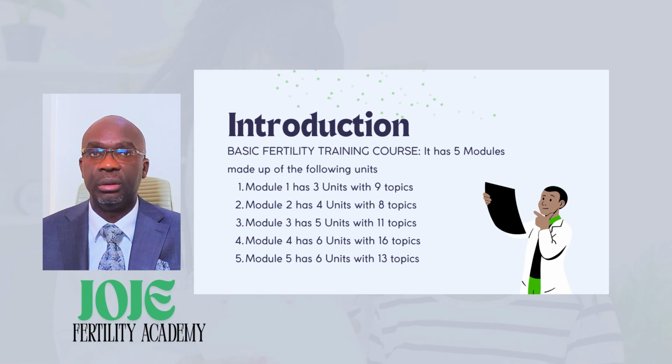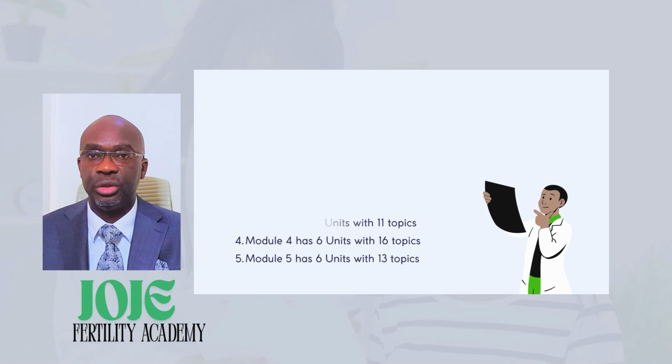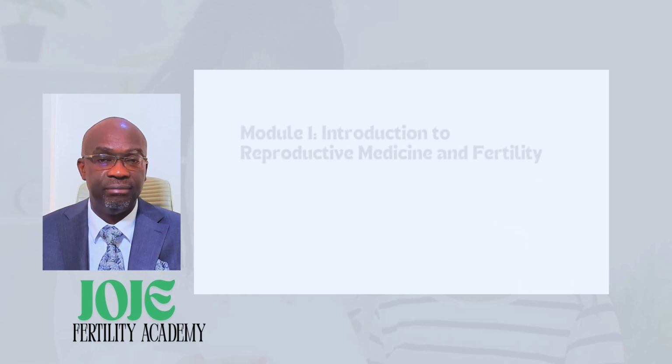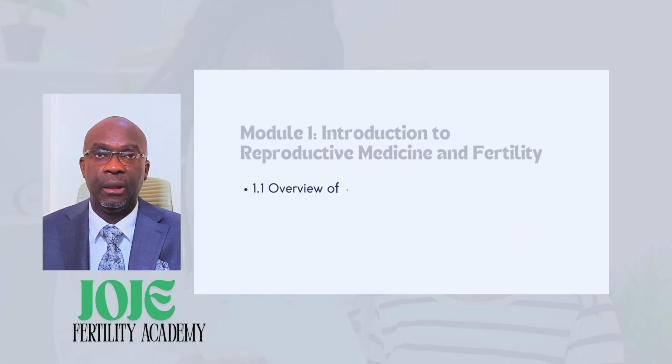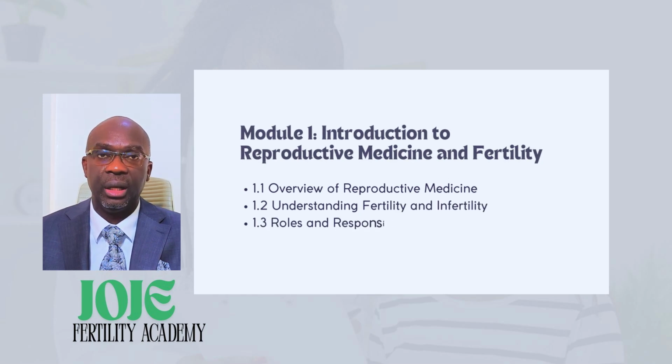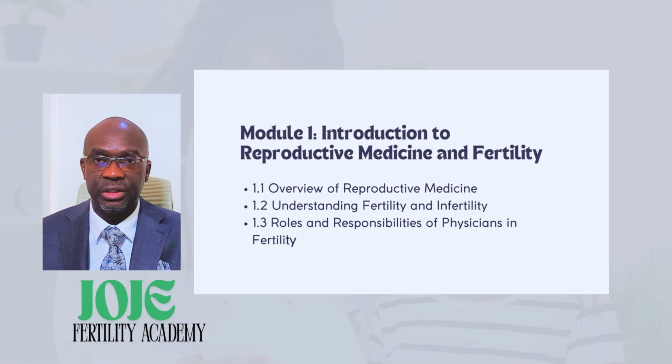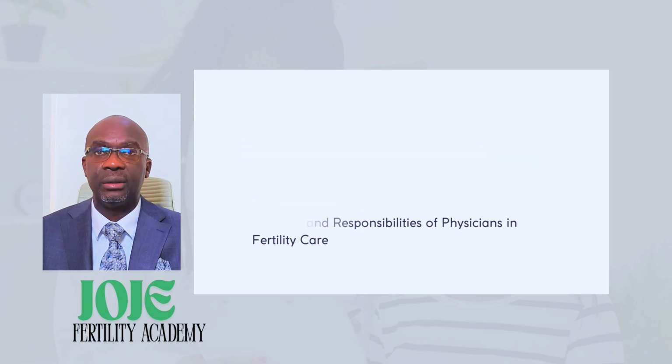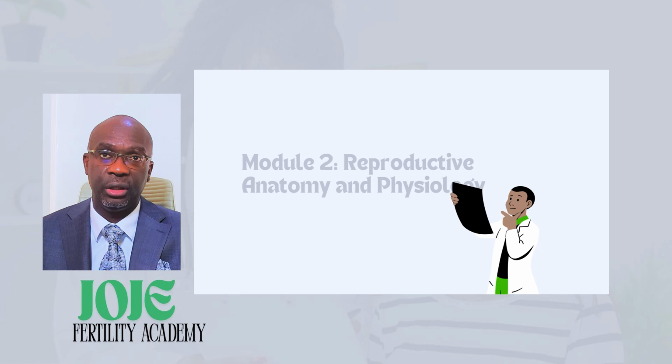So we'll start with Module 1. Module 1 is Introduction to Reproductive Medicine and Fertility. Under this module, you have 3 units. Look at the overview of reproductive medicine, understanding fertility and infertility, and then thirdly, the role and responsibility of physicians in fertility care.